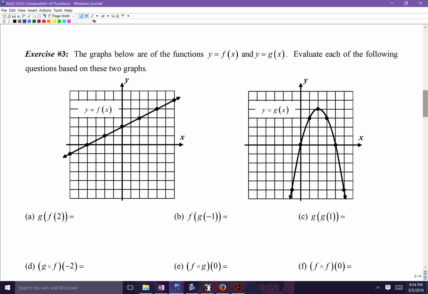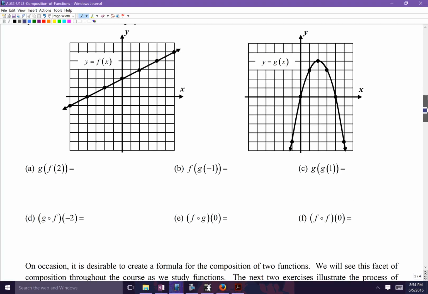The graphs below are the functions y equals f of x, which is linear, and y equals g of x, which is quadratic. Evaluate each of the following based on these two graphs. So it's the same concept except we're going to use the values of the graph. This one is saying evaluate g of f of 2. Well, first I need to evaluate f of 2. I do that by counting over to 2 on the x-axis, and this one has a value of 3. So now I evaluate g of 3. Come over to this one, count 1, 2, 3, and this is 1, 2, 3.